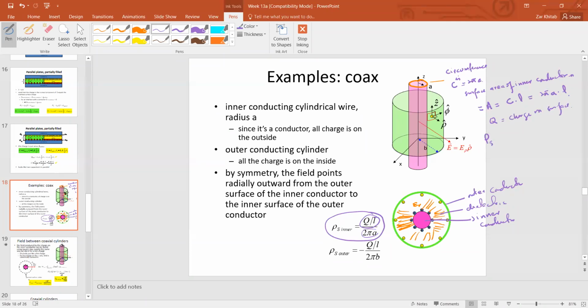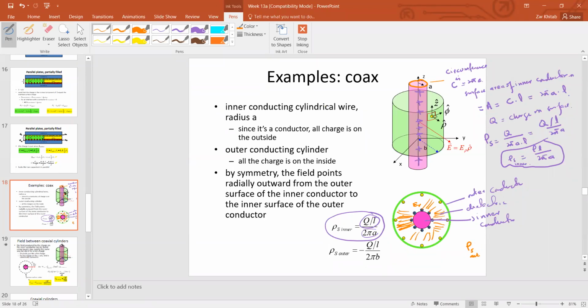Okay, so then rho S, the surface charge density, is Q divided by 2 pi a dot L, which equals Q by L divided by 2 pi a, which equals rho L divided by 2 pi a. This is rho S. Okay, so this is a little bit of mathematics, and you are very familiar with this one. Okay, so this is the inner. So if the inner conductor is positively charged, the outer conductor is negatively charged.